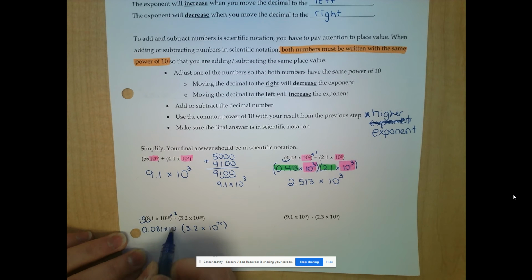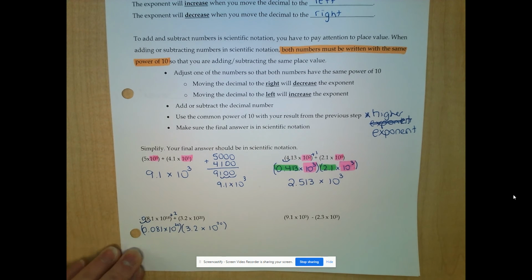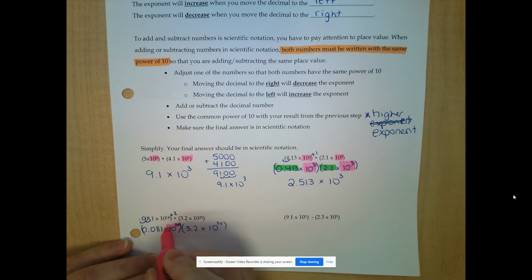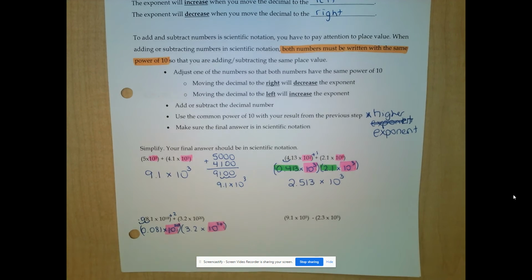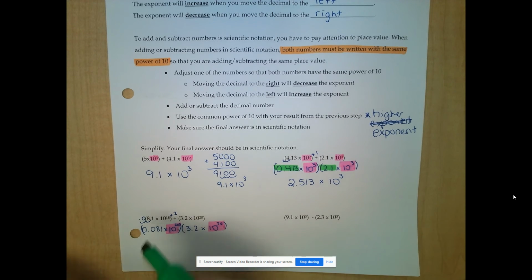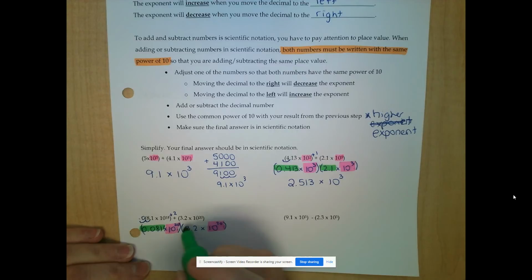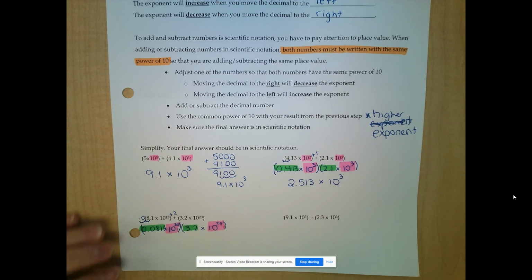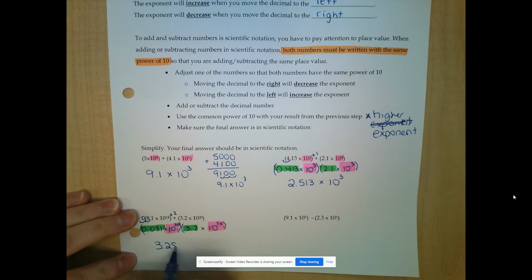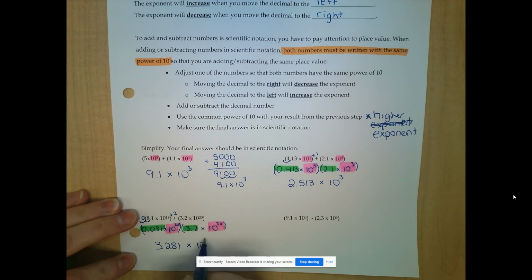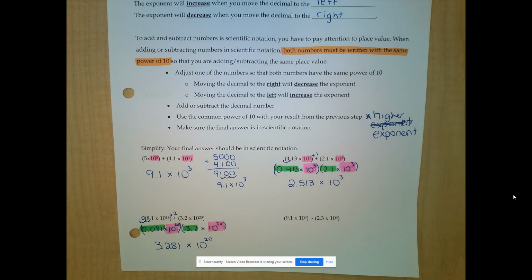0.081 times 10 to the 20th. And I'm adding that to 3.2 times 10 to the 20th. So now they have that matching 10 to the 20th. I can add the number that's out in front, 0.081 to the 3.2. And I'm going to get 3.281 times 10 to the 20th. That sort of common denominator, that common power of 10 stays the same when I add them.